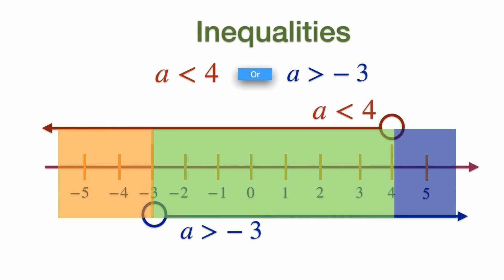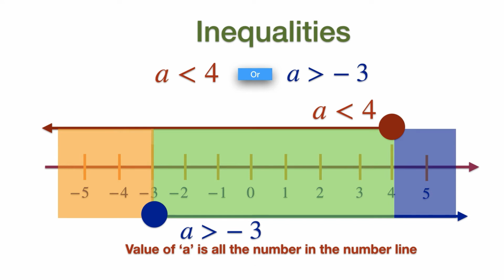Therefore, the set of numbers that satisfy a < 4 or a > -3 is all the numbers on the number line, inclusive of 4 as well as -3. "Or" basically means the union of all the inequalities. However, we are not able to write such inequalities as a sandwich inequality like we did earlier.